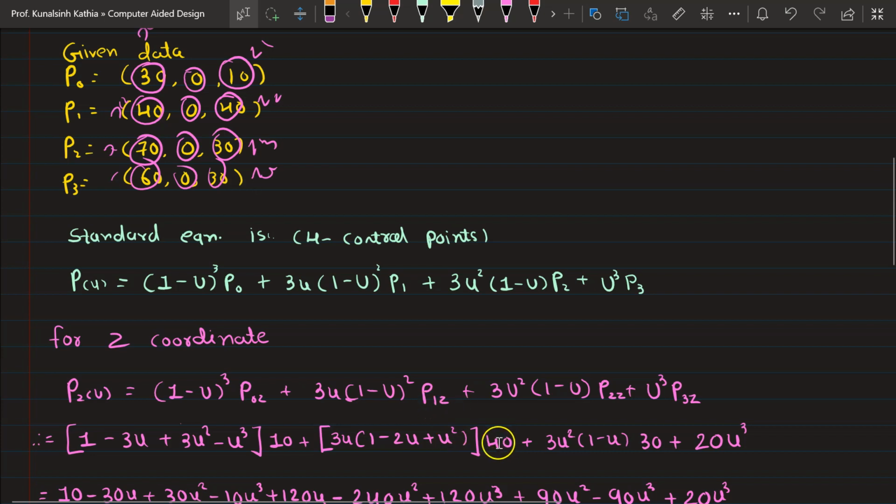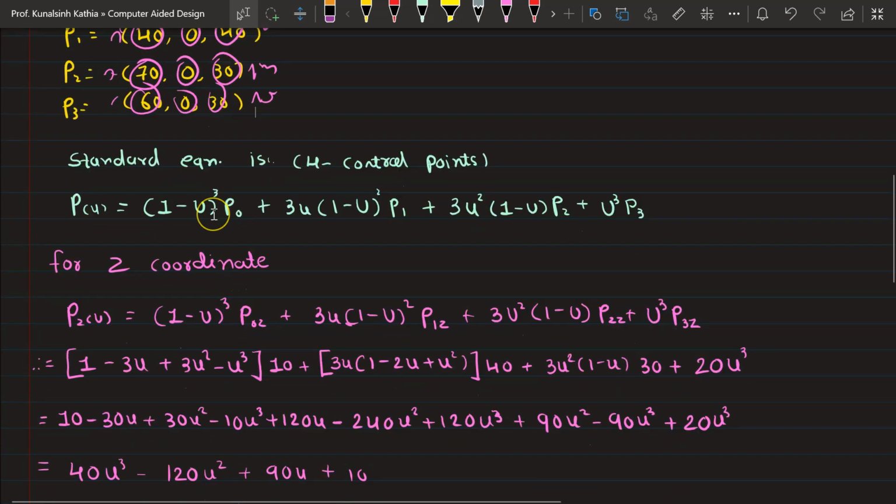And P1z is replaced with 40, so you can say P1 and z, which is here, it is replaced with 40. Similarly for this one, 3u square, 1 minus u, 30, right? Now this 30 is replaced from here because it is P2 and z, so 30. And the last one is very easy, 20u cube, so 20 is from here, right? So this is the final one.